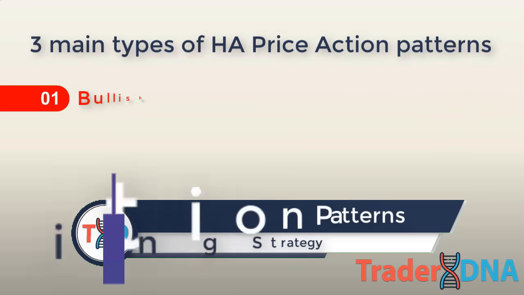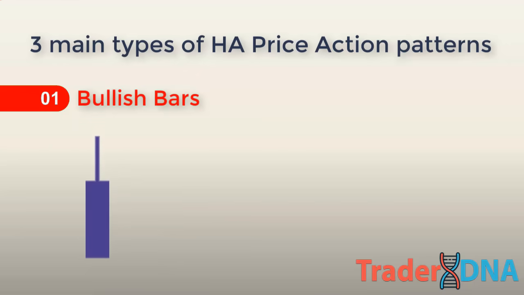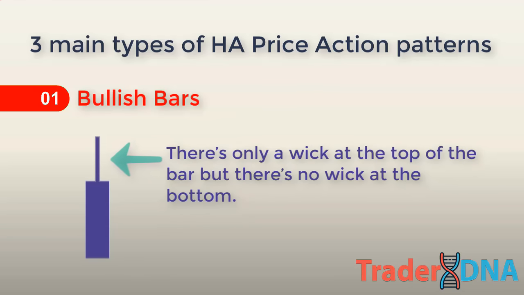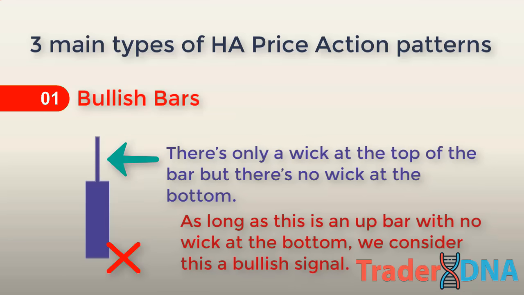First, bullish bars. With the bullish Heikin Ashi bars, you will notice that there's only a wick at the top of the bar, but there's no wick at the bottom. As long as this is an up bar with no wick at the bottom, we consider this a bullish signal.